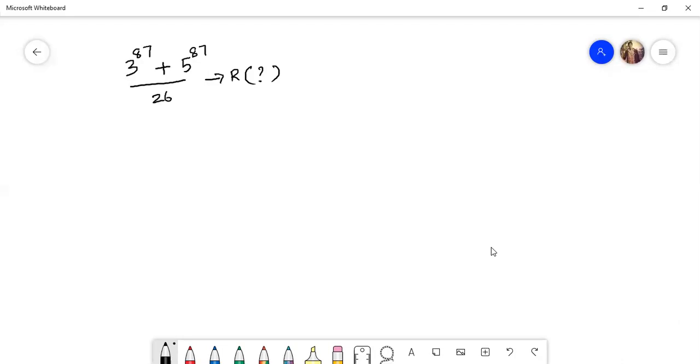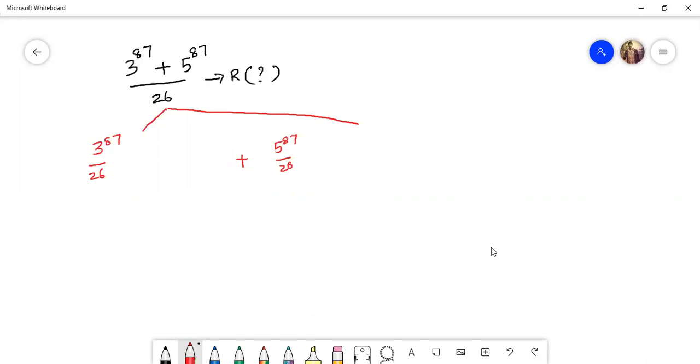Okay, so quickly we'll switch to the question. We'll see how do we solve the question: 3 power 87 by 26 plus 5 power 87 by 26. You can look into this as two different questions. First, find the remainder for 3 power 87 by 26. Whatever answer you have, add it to the next question, which is 5 power 87 by 26. We'll solve individually and then add the final remainders.